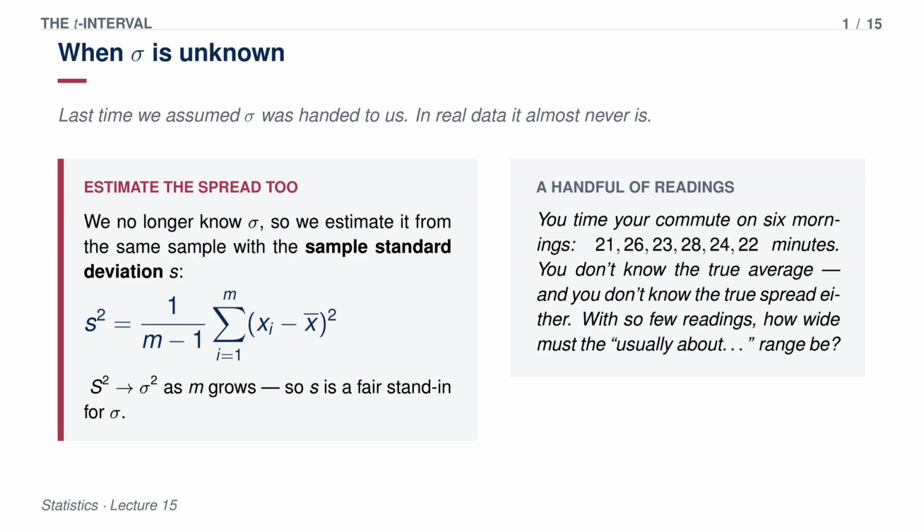Back to those 6 commute times. That's exactly the spot we're in. A handful of readings, no idea of the true average, and no idea of the true spread. With so little data, how wide does the range have to be to be honest? And here's the subtle thing, and it's the heart of today. Swapping a known sigma for an estimate s adds a second layer of uncertainty. We're now guessing the spread and the center. And that extra wobble actually changes the curve we use.